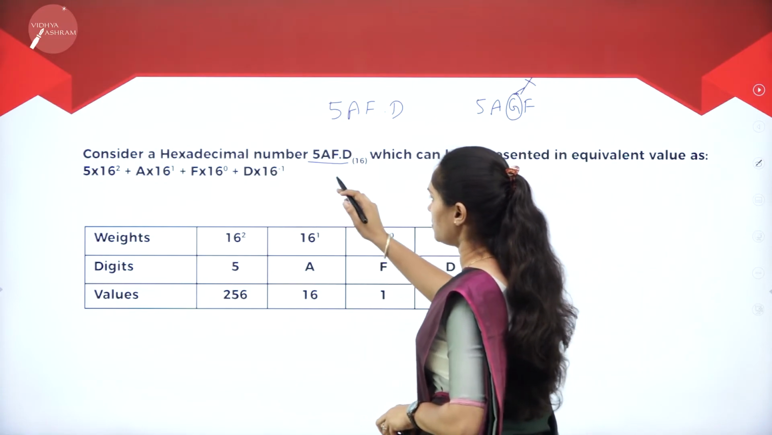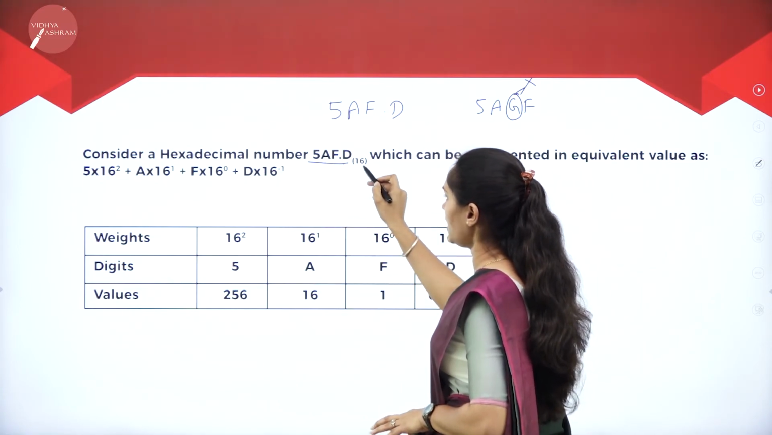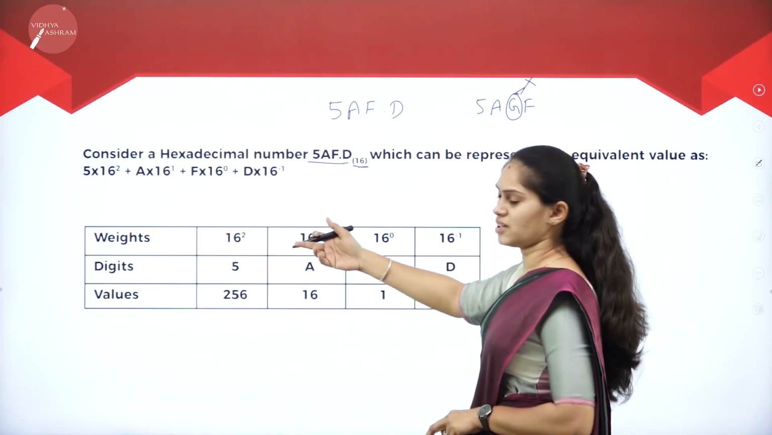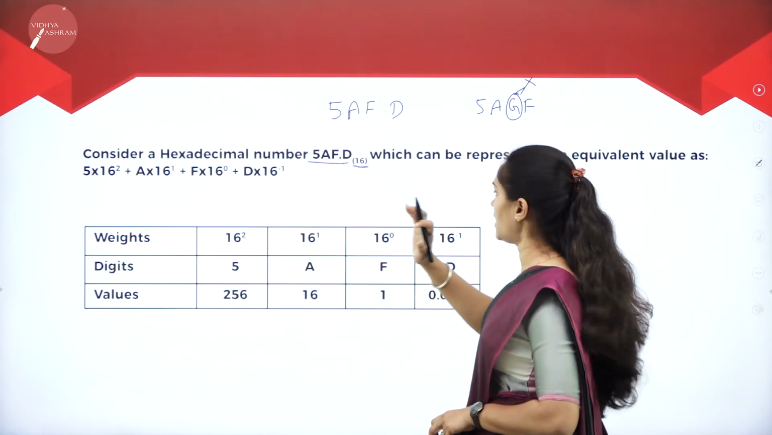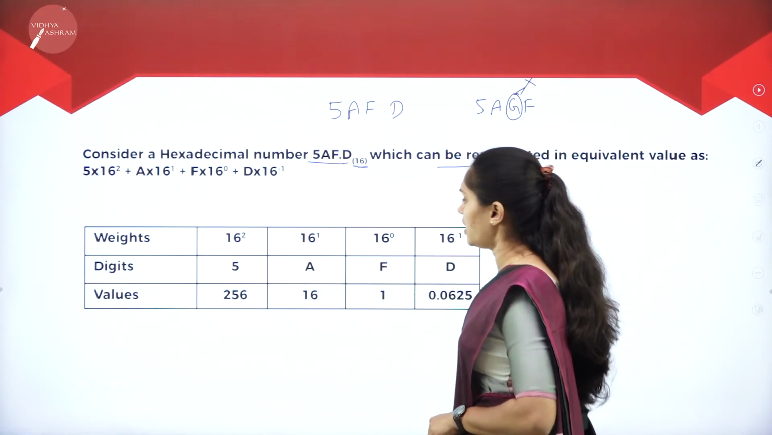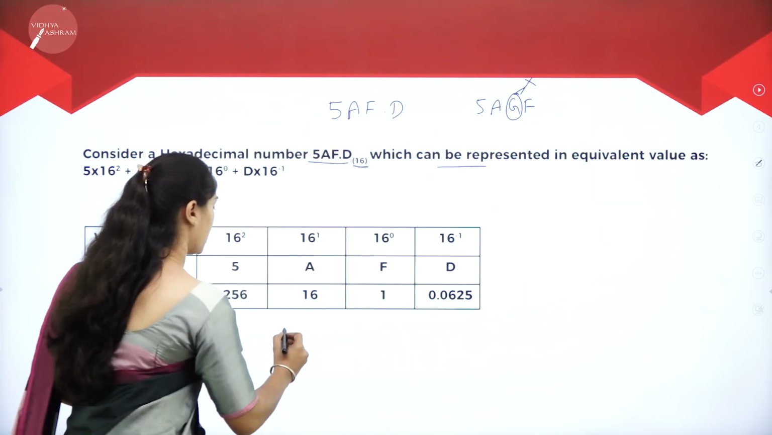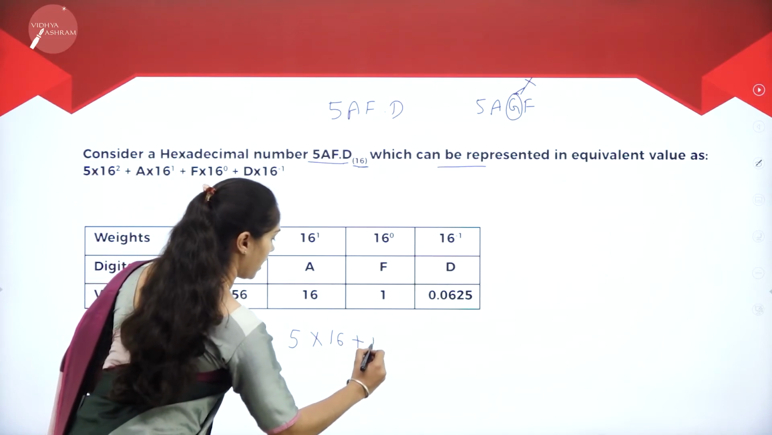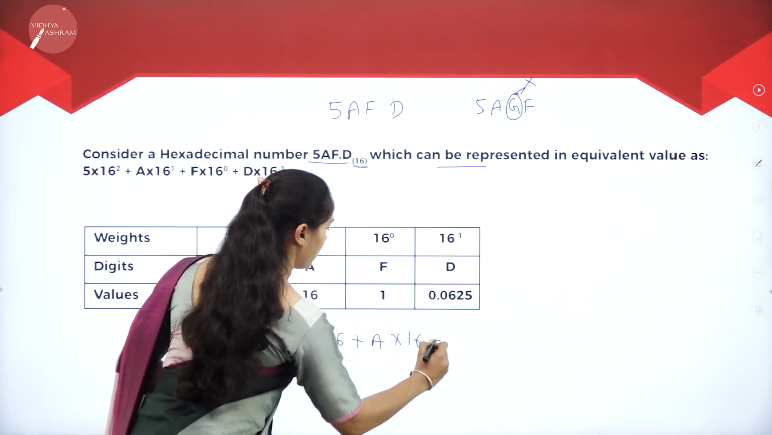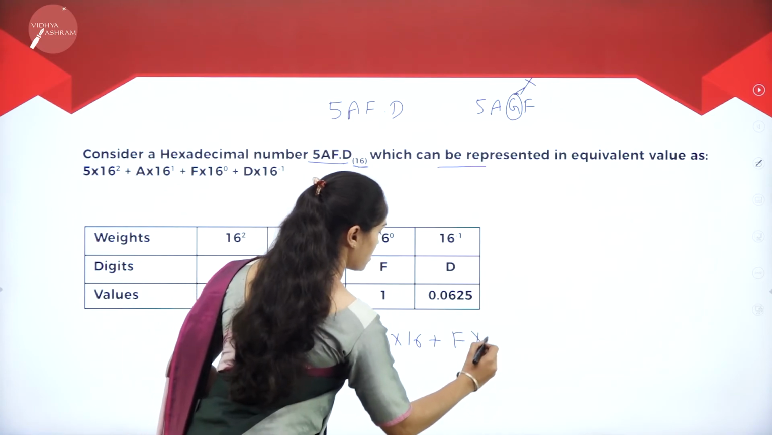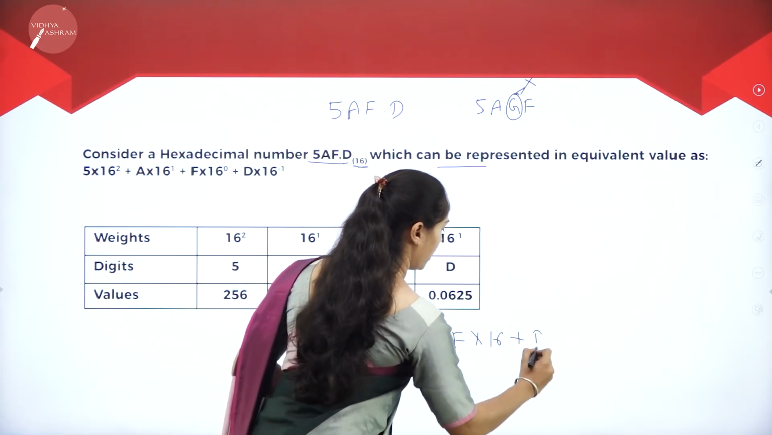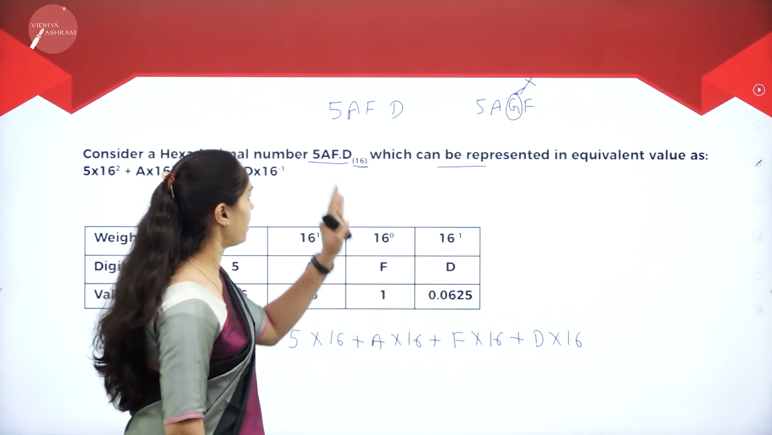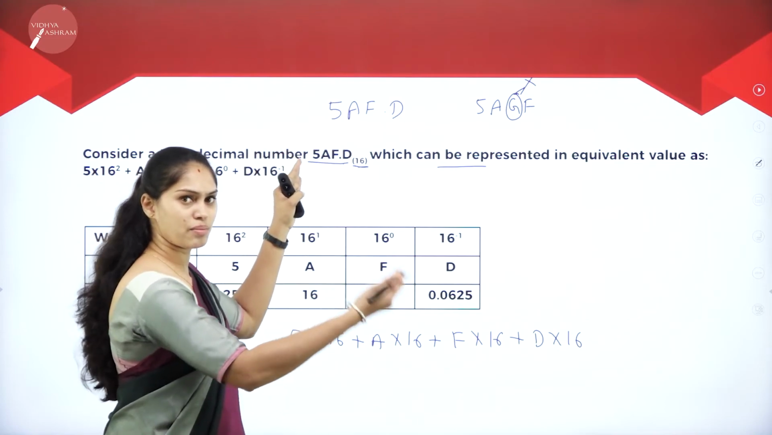So consider the hexadecimal number 5AF dot D, whose base is 16, and weights will be given to the power of 16 itself. Now we'll see how we are going to represent this. What is the first number that I have? 5 should be multiplied with 16 plus A into 16 plus F into 16 plus D into 16. Here I have to give the weights. Weights must be given from right to left.